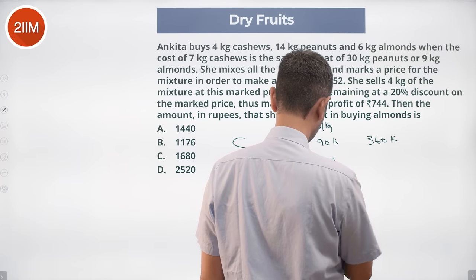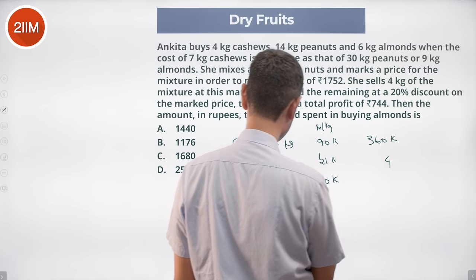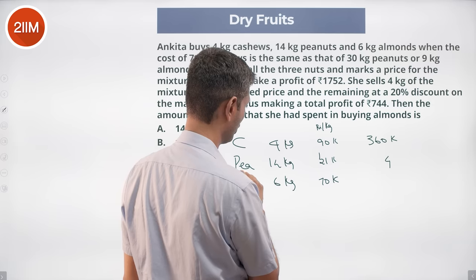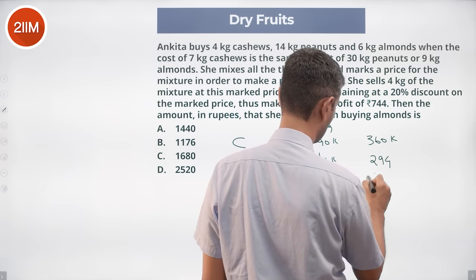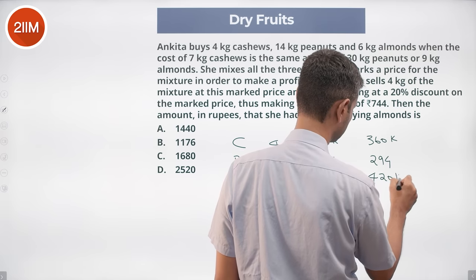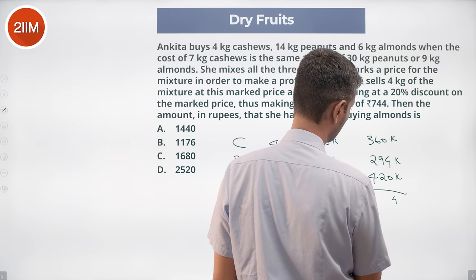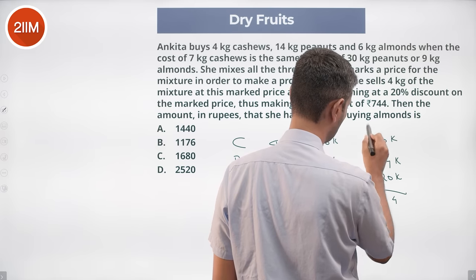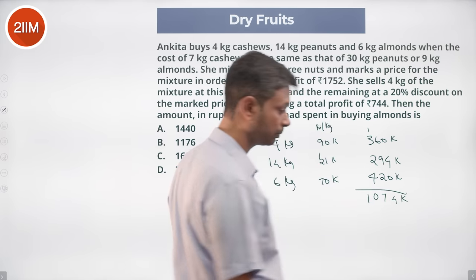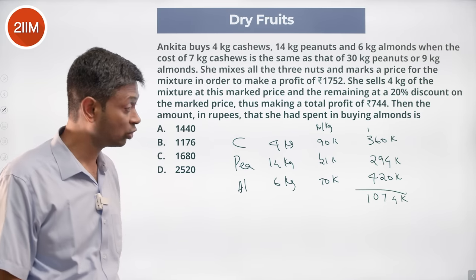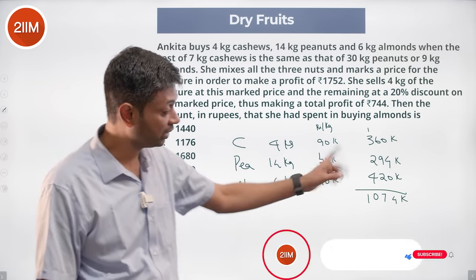14 into 21: 14 ones are 14, 4 carry 1, 14 twos are 28, 29, 294. This is 420. We add these three: 4, 11, 6, 17, 7, 1, 4 plus 2, 6 plus 4, 10, 1074k. That's the total amount of money she spent, of which almonds alone is 420.